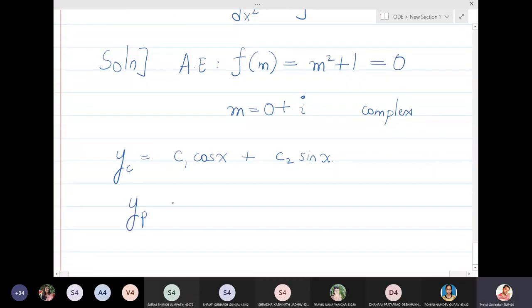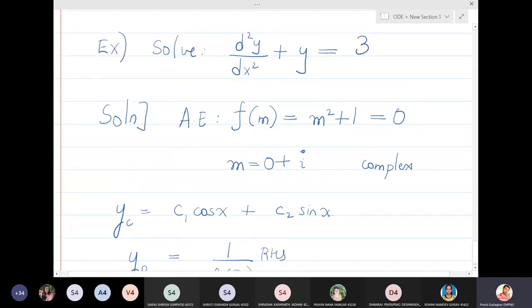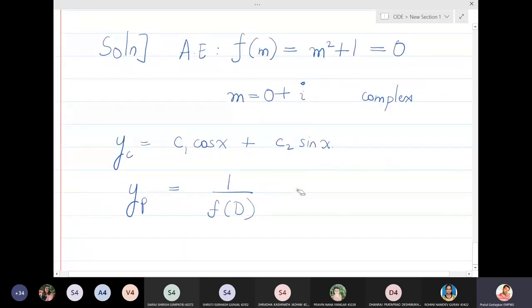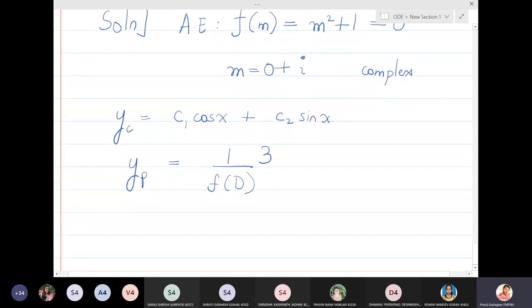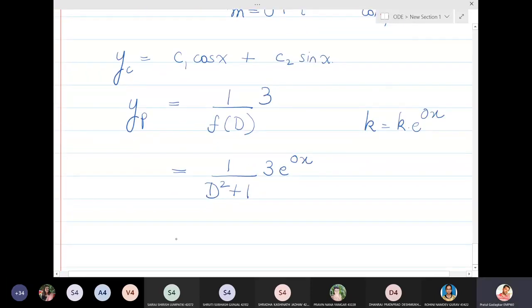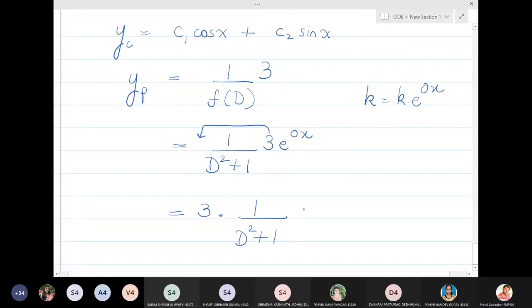Now yp is 1 upon f of D of the right hand side. Who is the right hand side? The right hand side is 3, which is 1 upon f of D, where f of D is d squared plus 1. Any constant can be written as constant into e raised to 0x, so 3 e raised to 0x. But 3 is a constant, so it can come out of the operator.